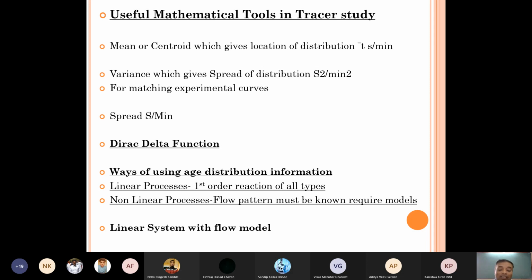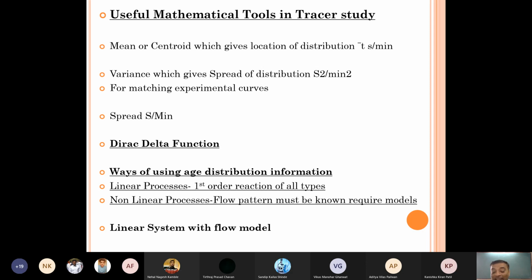If the reaction is not first order, meaning minus rA, the rate of reaction, is not proportional to concentration, then that reaction is known as a non-linear process or non-linear reaction. For non-linear processes, the flow pattern must be known. This question was asked. If the reaction is non-linear, what do we require? We require the flow pattern in the reactor, plus we have to use a model. One mathematical model, which we'll discuss at the end of this chapter, is the dispersion model or tanks-in-series model. We have to use that if the process is non-linear.